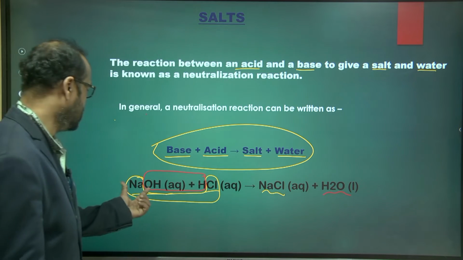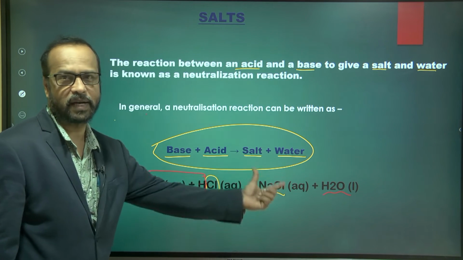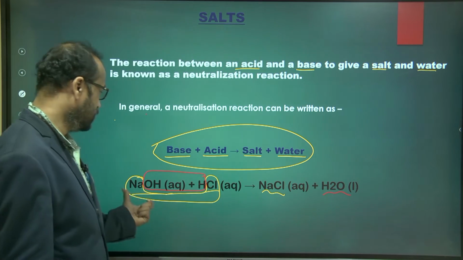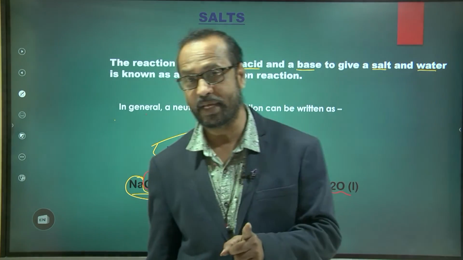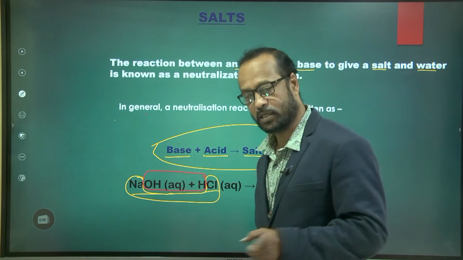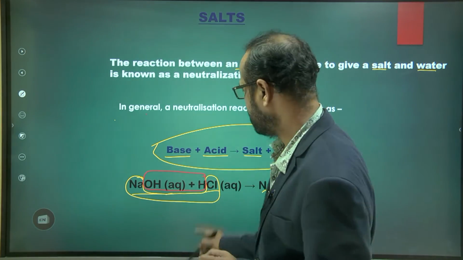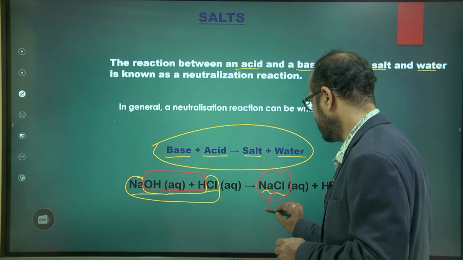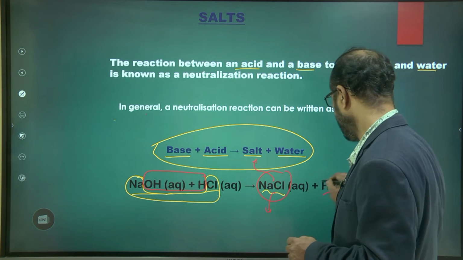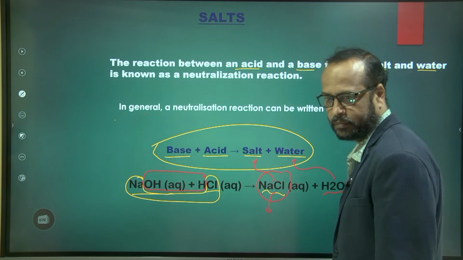So like this, a base reacts with the acid and forms salt and water. For example, sodium hydroxide, which I gave as an example of a strong base, and hydrochloric acid, which I also gave as an example of a strong acid. When this base and acid react, we get one salt. This is the salt, and this is the water. Is this clear?